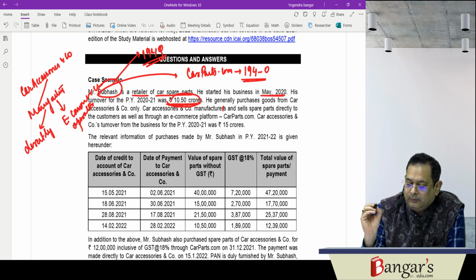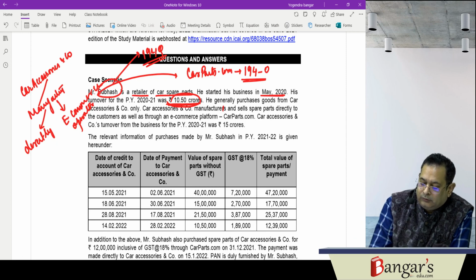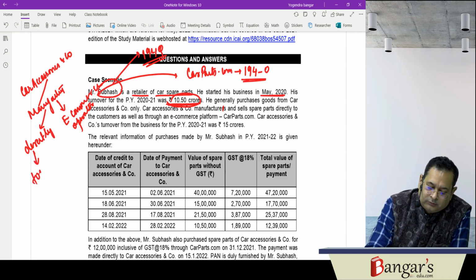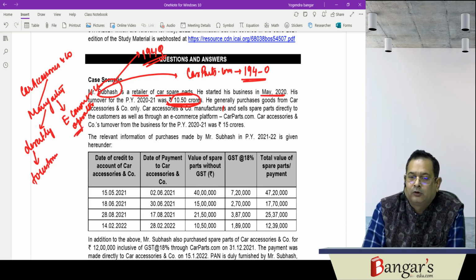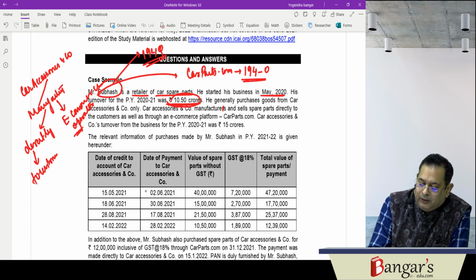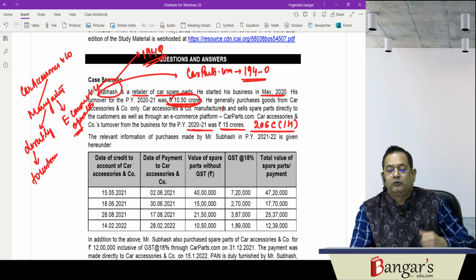Subhash basically purchases goods from Car Accessories and Company only. Car Accessories and Company manufactures and sells spare parts directly to the customers, and also through the e-commerce operator, Carparts.com. Car Accessories and Company's turnover in the previous financial year was 15 crores. So here you must remember that the 206C 1H provisions can also be attracted.